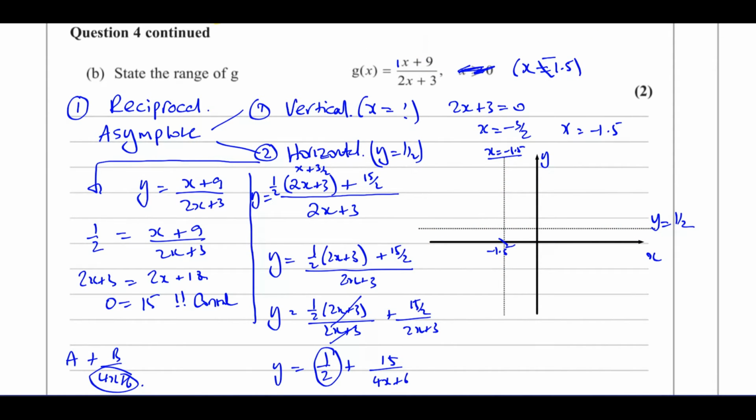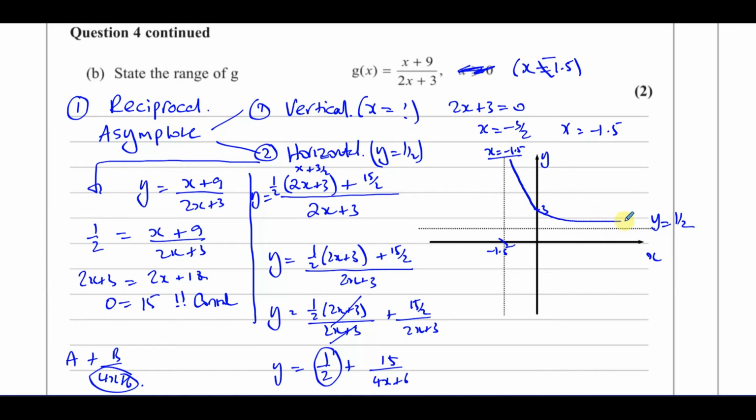Now, how do we work out where it goes? Does it go this way or does it go that way? Well, you can simply find out by putting, for example, when you replace x with 0, you're going to get 9 over 3, which is 3. So it must go this way.